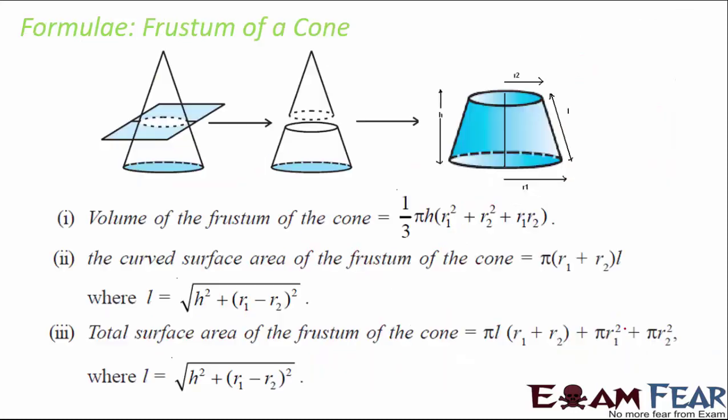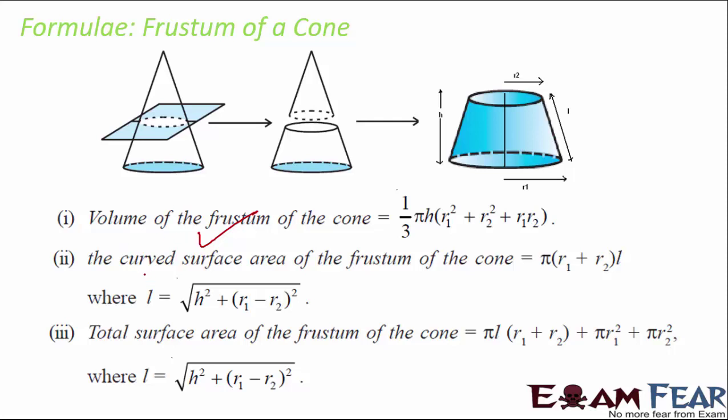Now, last but a very important topic is the frustum of a cone. As I told you that when you remove the upper part of the cone, whatever is left behind is called a frustum. Now, volume of the frustum is given by 1 by 3 pi h (r1 square plus r2 square plus r1 r2), where r1 is the radius of the bigger base, r2 is the radius of the smaller top, and h is in between.